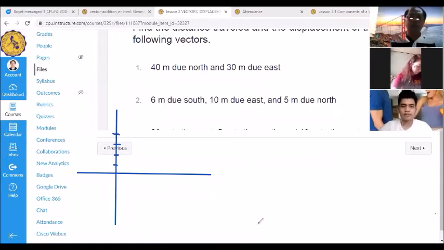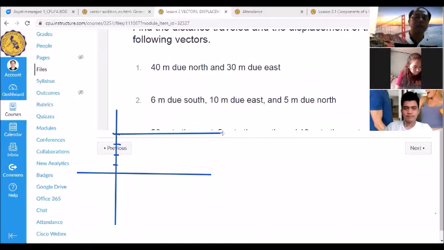Then we draw our next line. Our next line is going east, guys. So it will go east like this. And this time we will only mark 3. So 1, 2, and then 3. And again, we indicate that with an arrow. So let me color my vectors red.